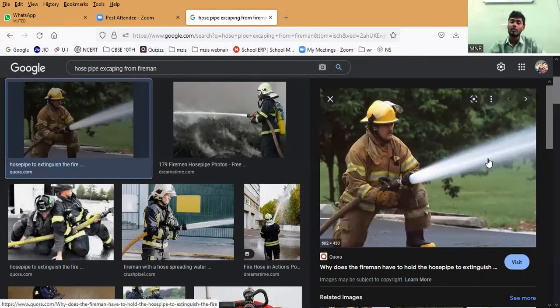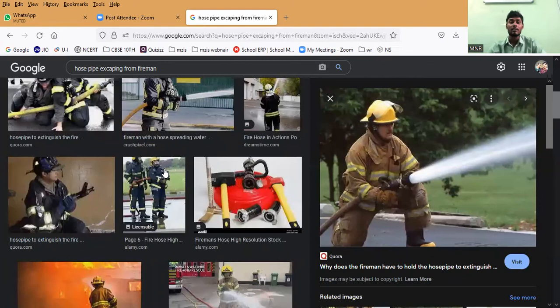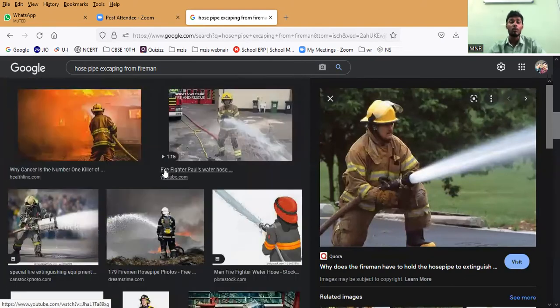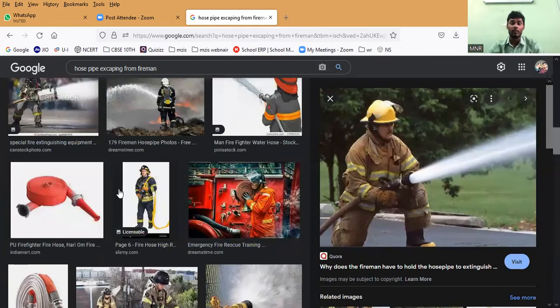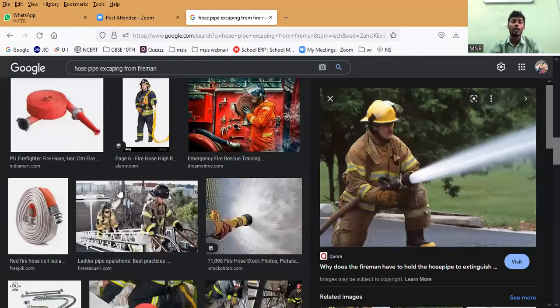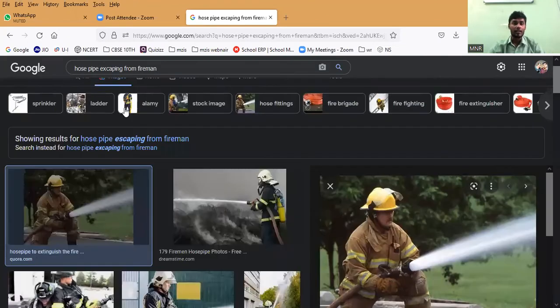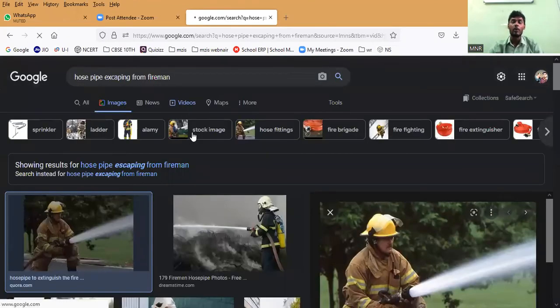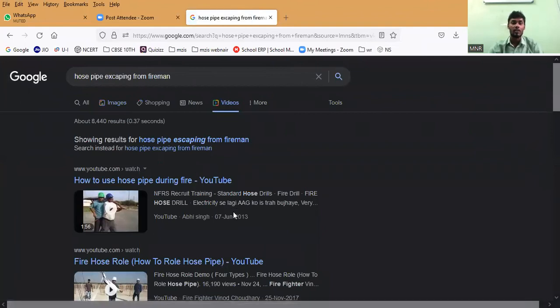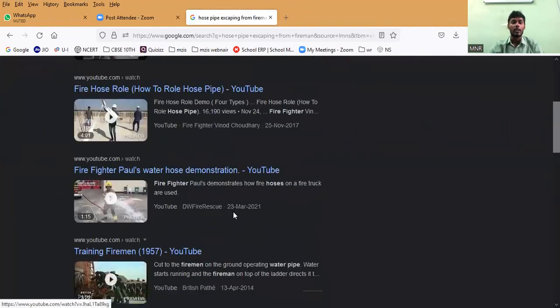Now this water will exert force on this pipe in the backward direction. That is what we call reaction. If the person is not holding this pipe very tightly, then this pipe will escape from his hand, and it may even fly. When the water is coming out, the pressure keeps on being exerted, so you can see it dancing here and there, moving.